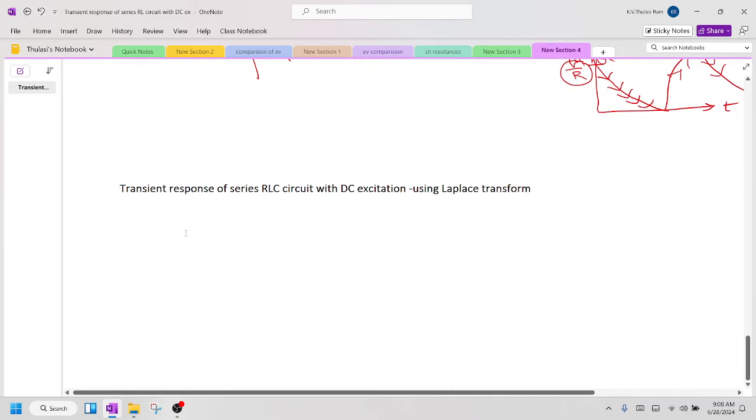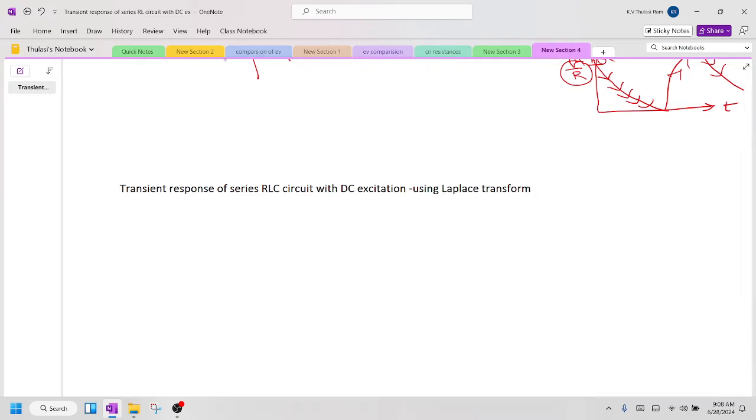Today, we'll discuss the transient response of a series RLC circuit with a DC excitation, where excitation is called input, using the Laplace transform method. This Laplace transform method is also called the S domain, where S is equal to j omega and omega equal to 2 pi f. This is also called frequency domain analysis. Okay, let us try to handle this derivation.